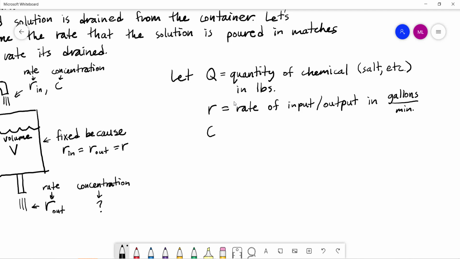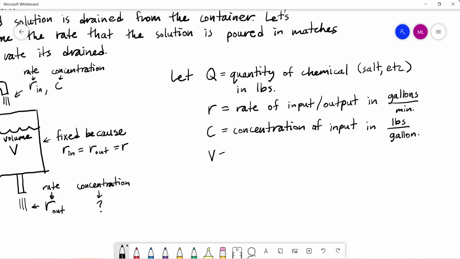C, we already mentioned, is our concentration that's being poured in. So concentration of input, let's say. And it's going to be in pounds per gallon. That's how we would measure a concentration, right? The quantity of the salt or sugar per gallon of fluid. So the concentration should be pounds per gallon.